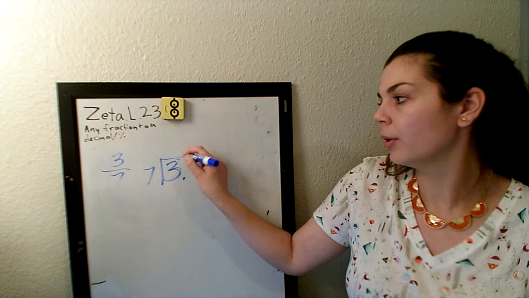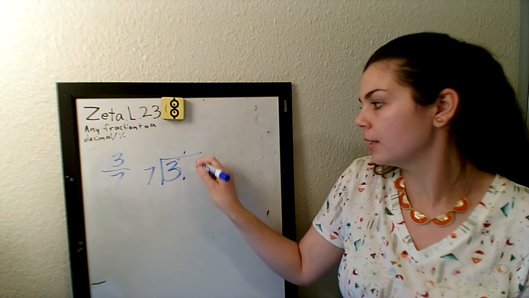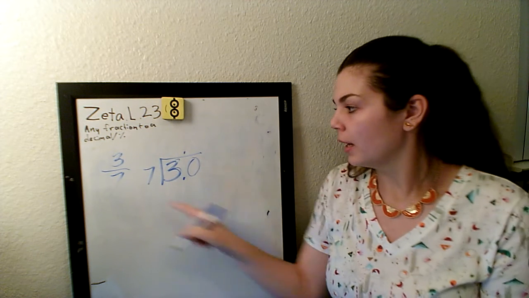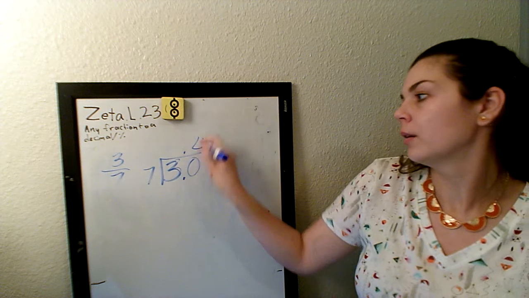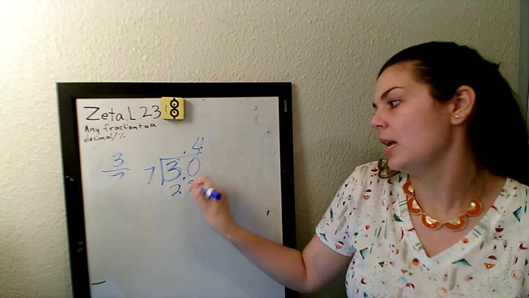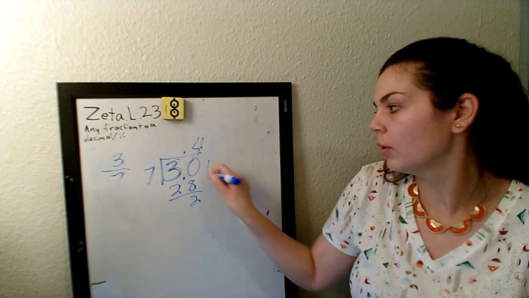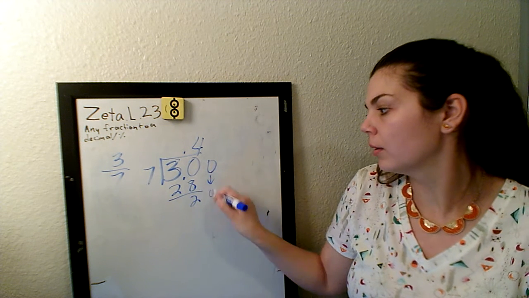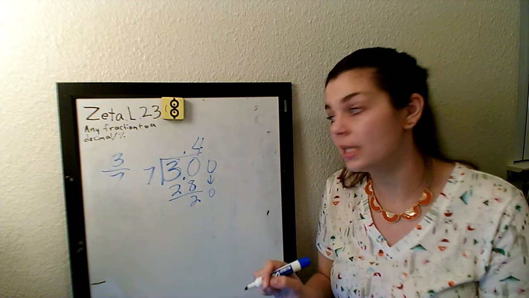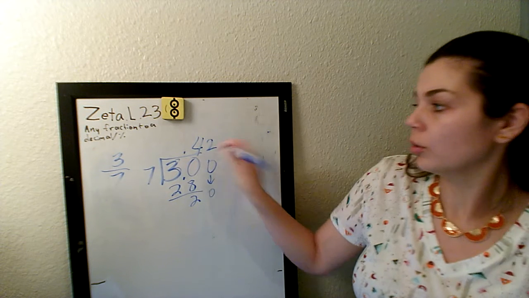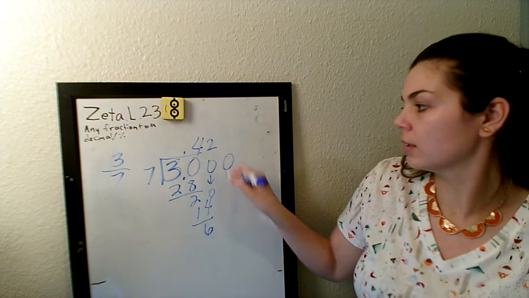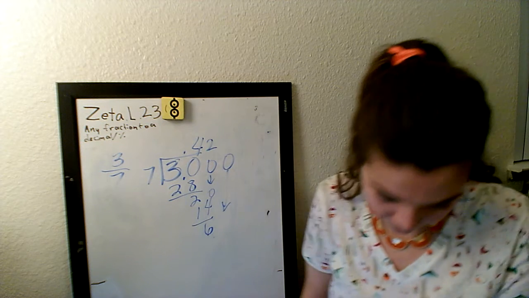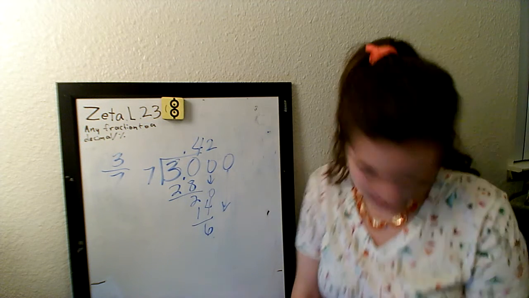None. So I'm going to have to immediately put my point, put my 0. How many 7s go into 30? 4, which is 28. 2, put my 0. How many 7s go into 20? 2, 14, 6, 0. Wait a sec, do I have to even do that?